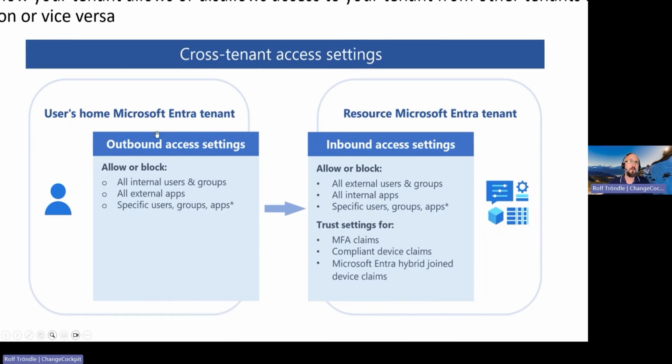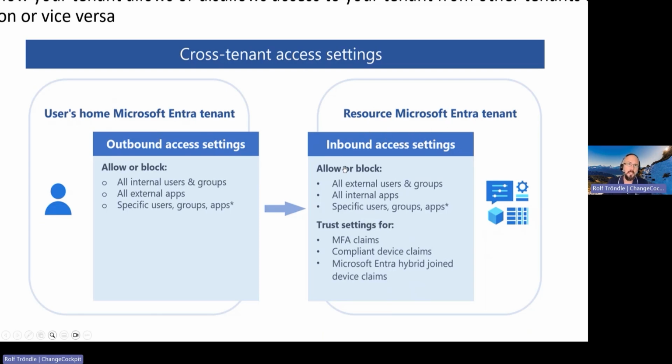So we see here the user's home tenant. It has our outbound access settings. We can allow or block internal users, apps, and or only specific users, groups, and apps to access the resource tenant in this example, and the resource tenant then needs the inbound access setting. So we always need two sides of the configuration. We need the outbound part of the user who wants to access the resources in the other tenant, and then in this tenant we need the inbound part, and vice versa if we want to work together.